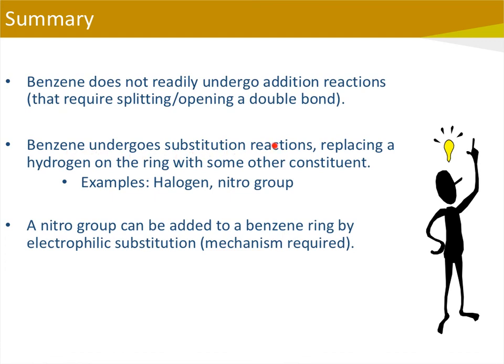Benzene does undergo substitution reactions, replacing hydrogen on the ring with some other constituent. Examples are halogen or the nitro group. A nitro group can be added to a benzene ring by electrophilic substitution with a mechanism required.